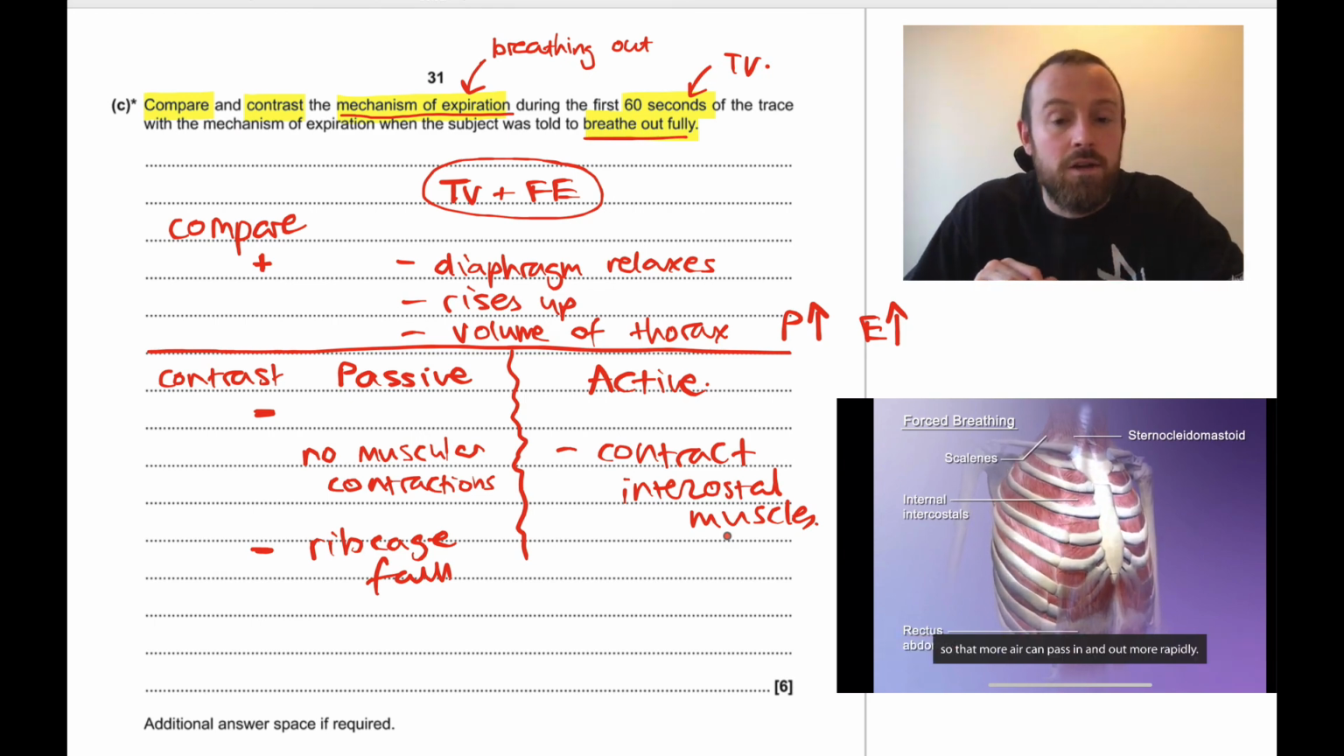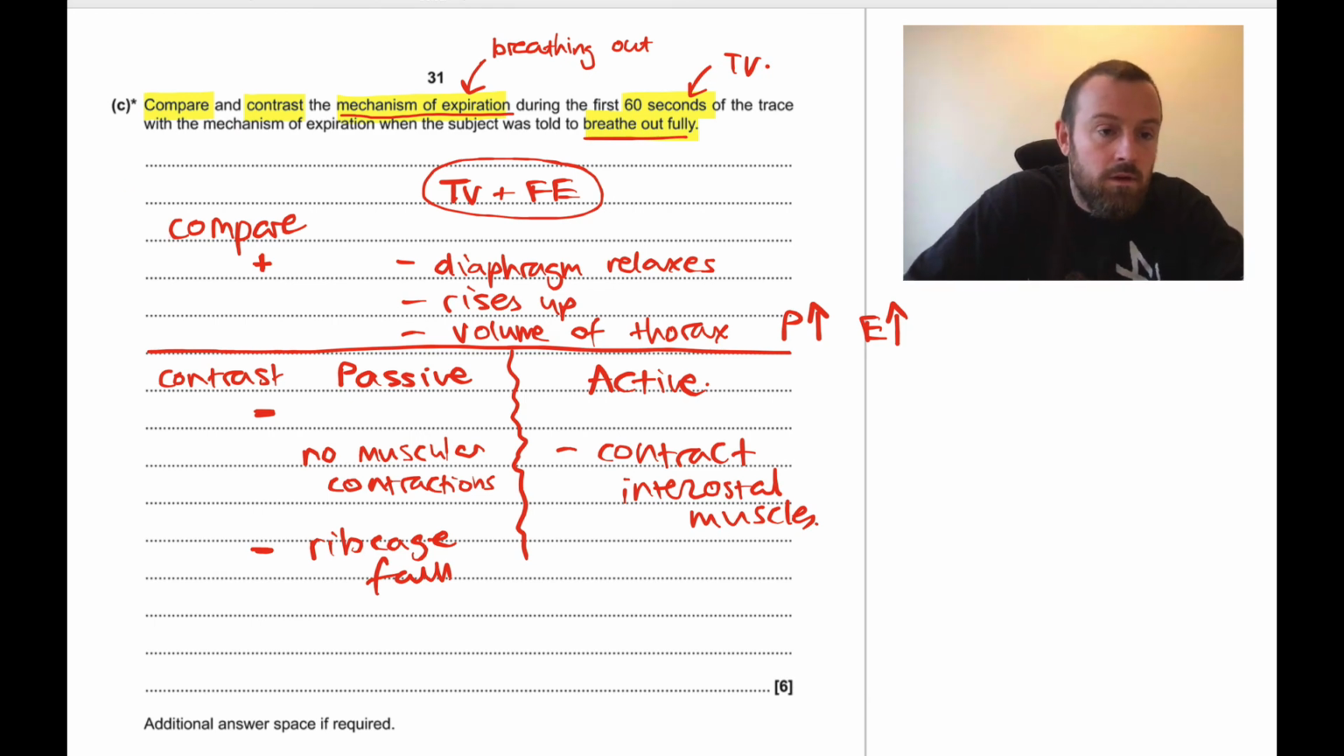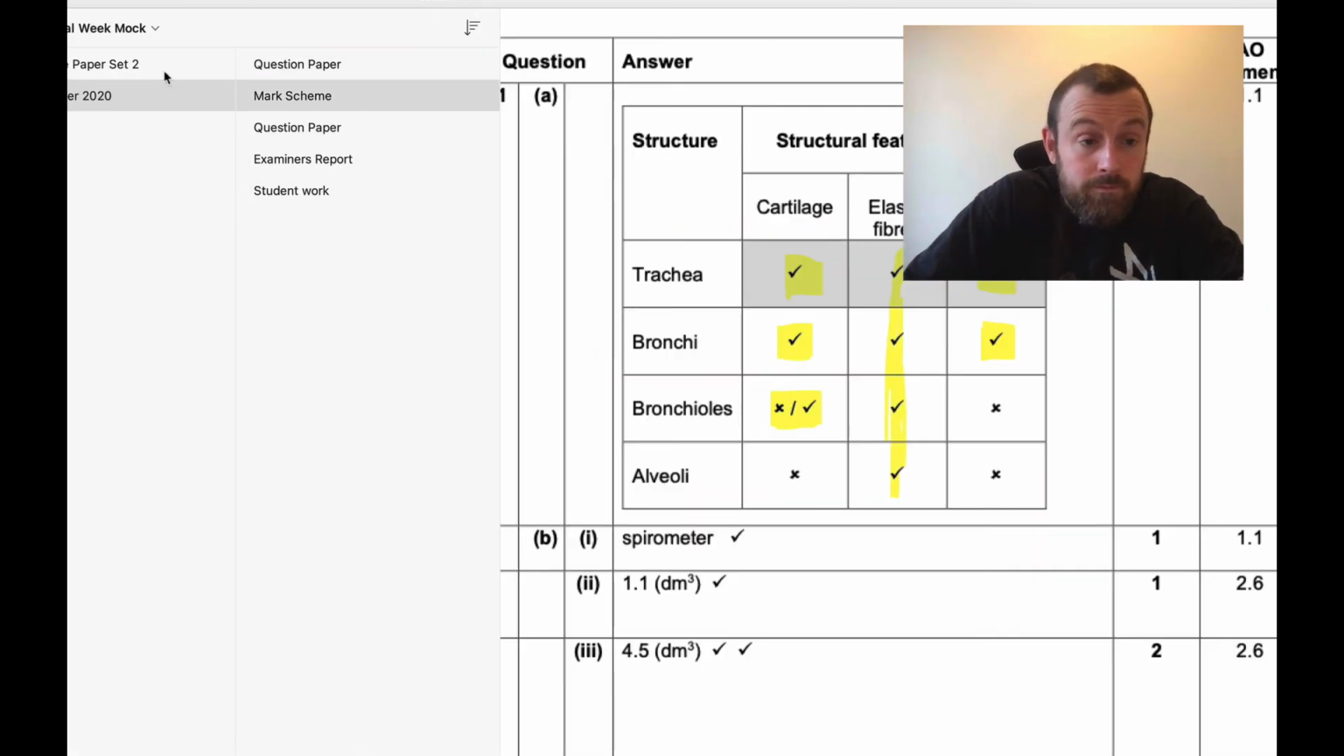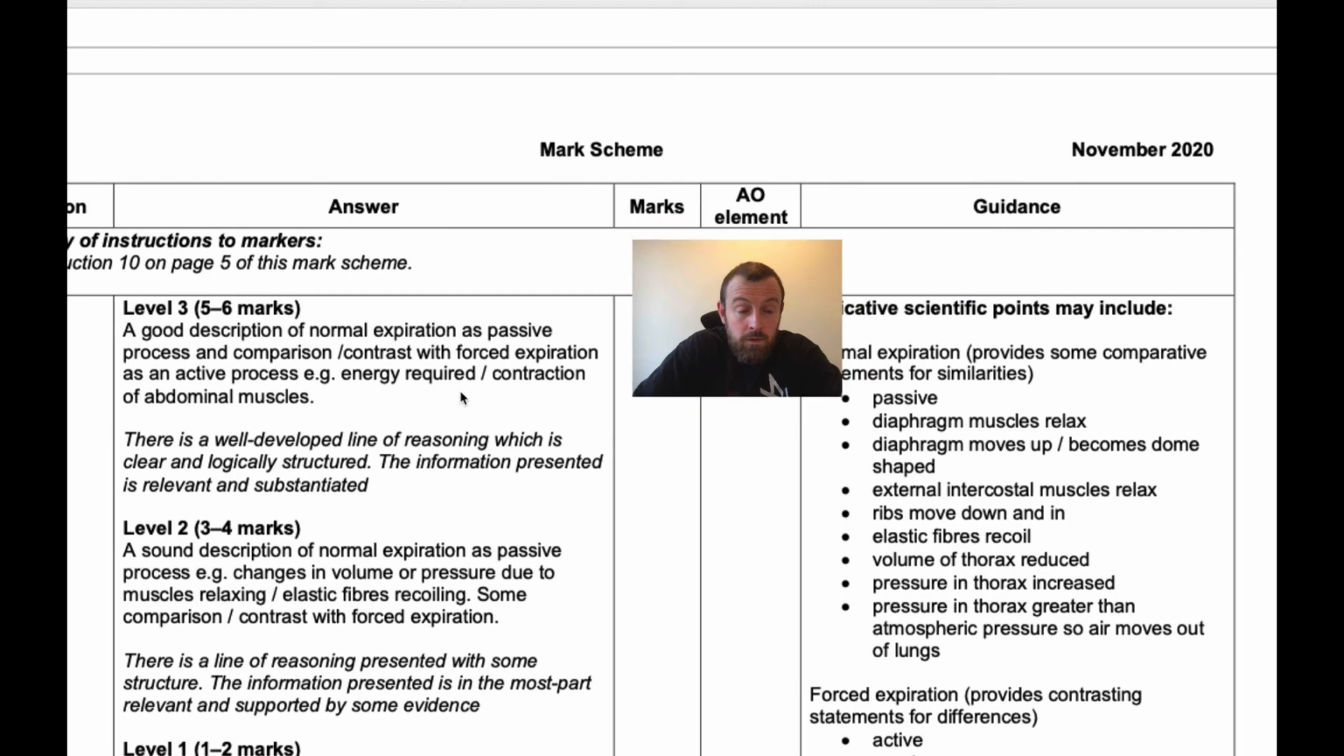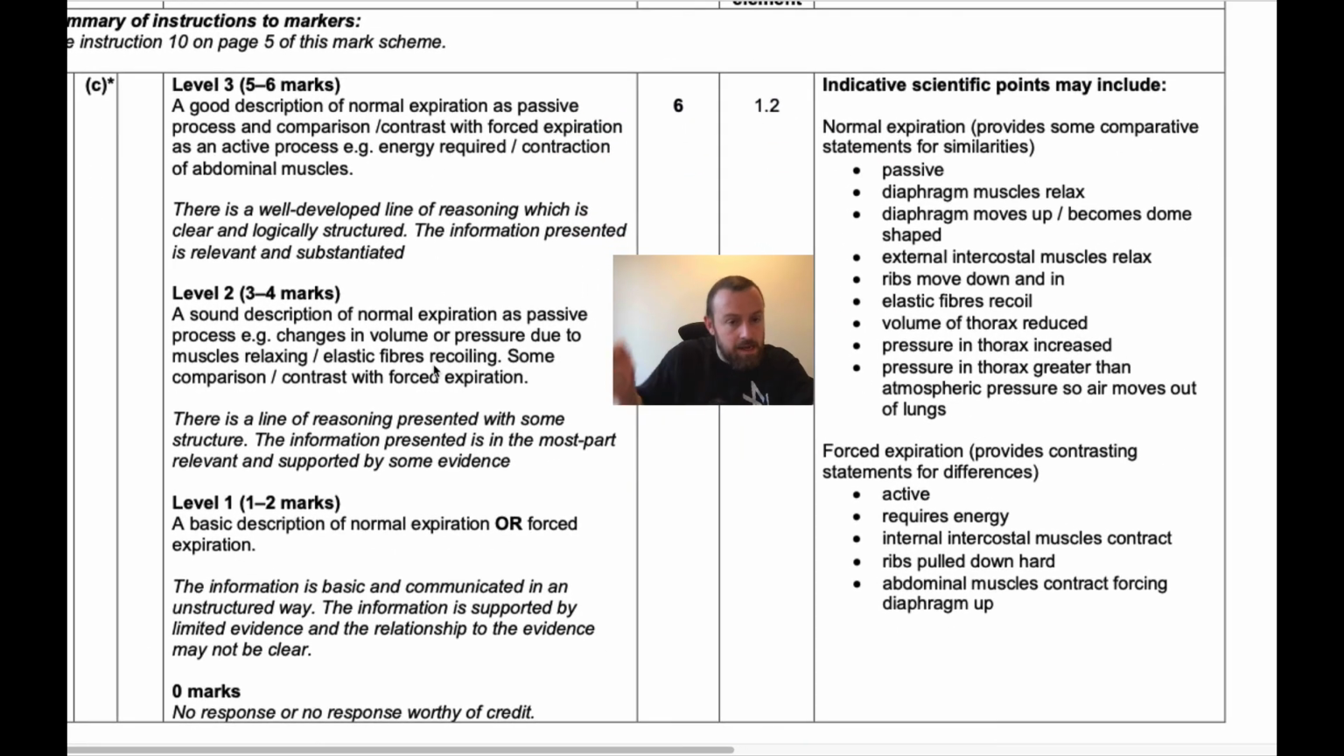Okay, let's go straight to the mark scheme and see what you need to do. So, once again, why is the good grid method so key? Well, let's look at the different levels of response. Level 1 or 2, a description of normal expiration or forced expiration. So you're not really comparing and contrasting. You're not really listening to what the question is asking you to do, which is compare and contrast. You're just saying what you know about one thing, and not even both things. You're just defaulting, oh, I know how we expire, and you're just saying that. Only 1 or 2 marks available for that.